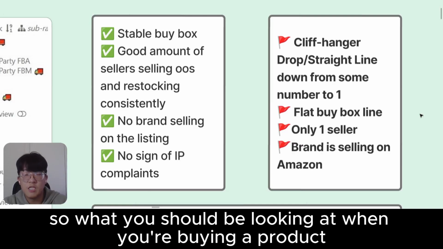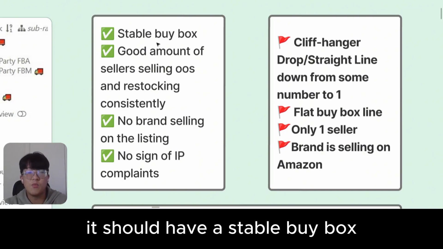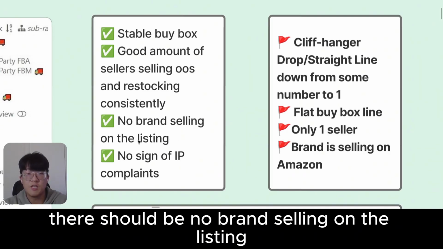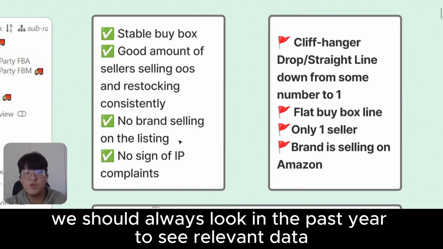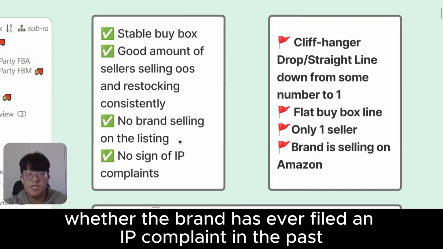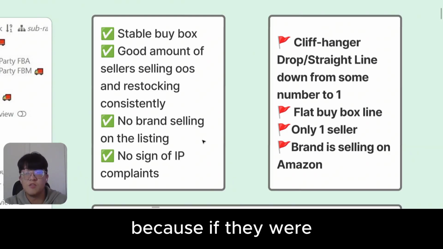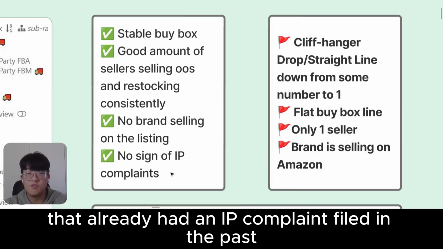So what you should be looking at when you're buying a product, looking at the Keepa chart, it should have a stable buy box. It should have a good amount of sellers selling out of stock and restocking consistently. There should be no brand selling on the listing, either currently or in the past 365 days. We should always look in the past year to see relevant data, whether the brand has ever filed an IP complaint or has been selling on the listing in the past, because if they were, we're not going to sell it. And you should never sell on a listing that already had an IP complaint filed in the past.